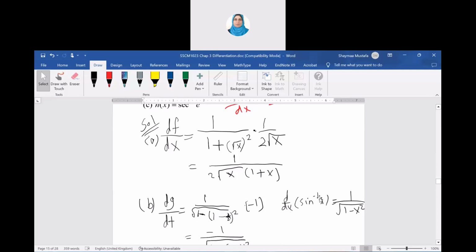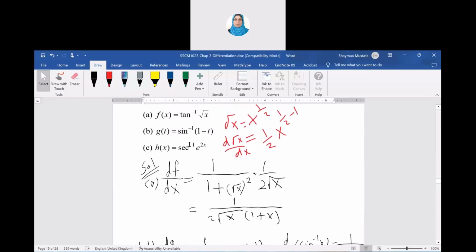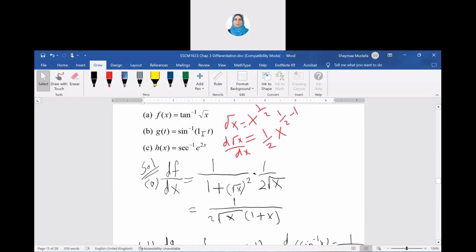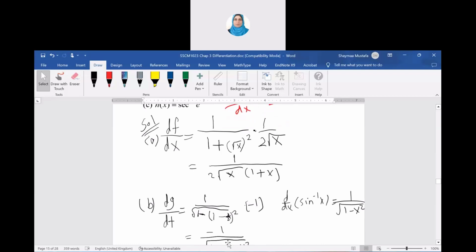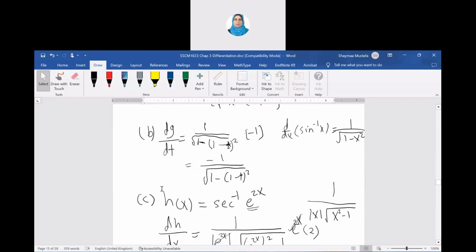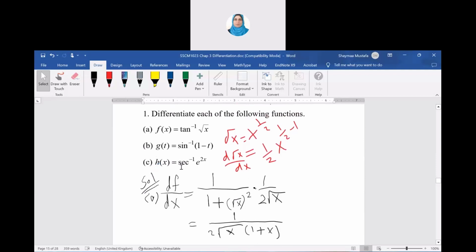1 minus, because I apply this rule. This is the rule that we apply. The derivative for sine inverse x is 1 over square root 1 minus x squared. So just replace x by the function 1 minus t. So 1 minus t squared, multiplied by the derivative for 1 minus t. The derivative for 1 is 0. The derivative for minus t is minus 1. So you have minus 1 over square root 1 minus 1 minus t squared. Okay, now h of x, sec inverse e to the 2x.